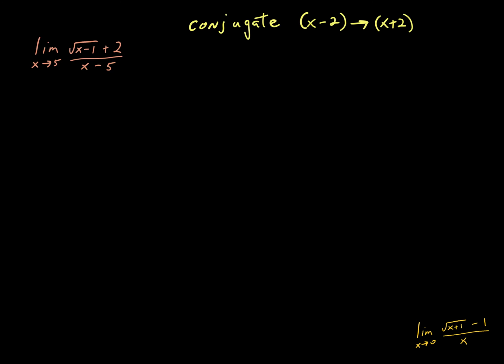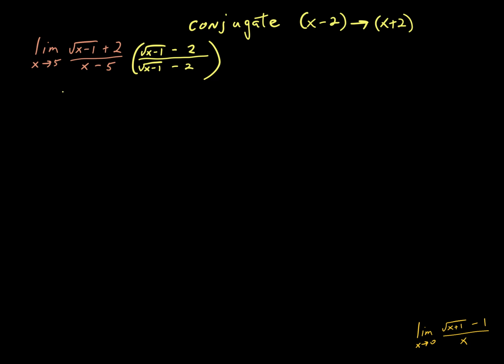All right, and so we're going to multiply by the conjugate. Here's how we do that. We take the conjugate of the expression wherever your radical is. So the conjugate here for the numerator would be the square root of x minus 1 minus 2. And you're going to multiply the top and bottom by the same value.